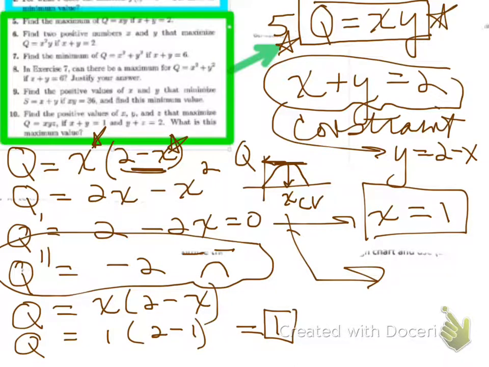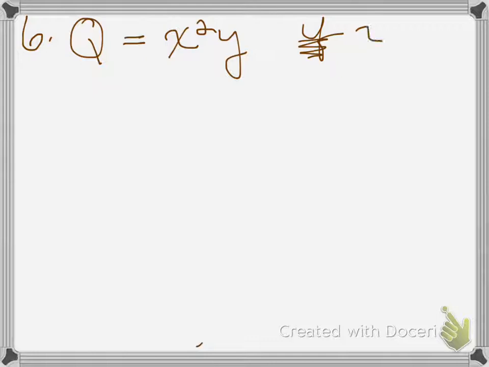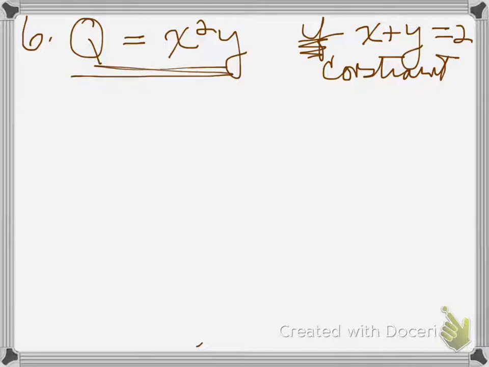Okay, let's go back and look at question 6 for a second. So question 6 says, find two positive numbers, x and y, that maximize q equals x squared y if x plus y equals 2. Okay, so we want to maximize q equals x squared y, and then we have if x plus y equals 2. So the if part is your constraint. This part is your objective function.